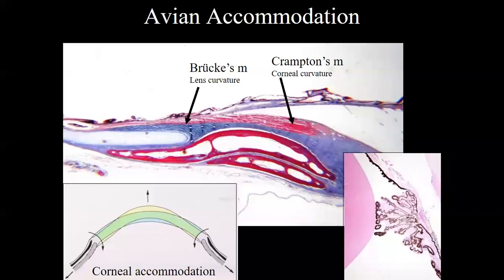Does that make sense? Much more, to a much greater degree than any mammal is able to accomplish. So I said the primates have the best accommodation. There are some mammals like otters and other animals that hold things in their hand, like raccoons, that also have enhanced accommodative ability, but nothing near what you'd expect to find in a bird. Okay, does that make sense?